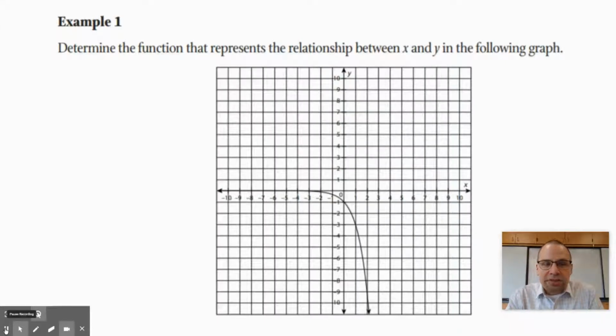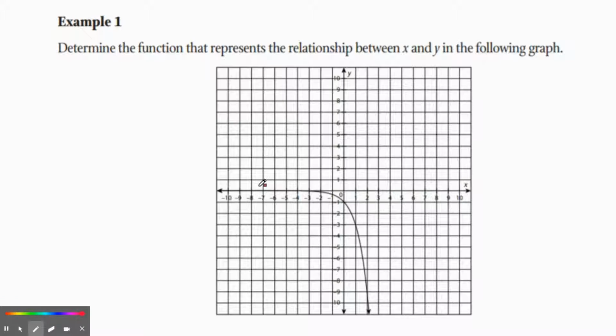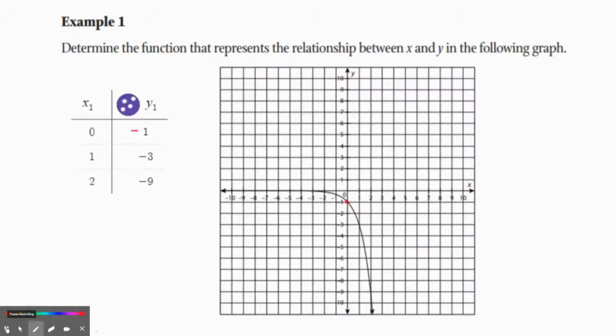Example 1, determine the function that represents the relationship between x and y in the following graph. Well, the first thing I observe is that this is a curved function, definitely going to be exponential. However, it doesn't look like our normal exponential function, so we're going to have to still make a table.